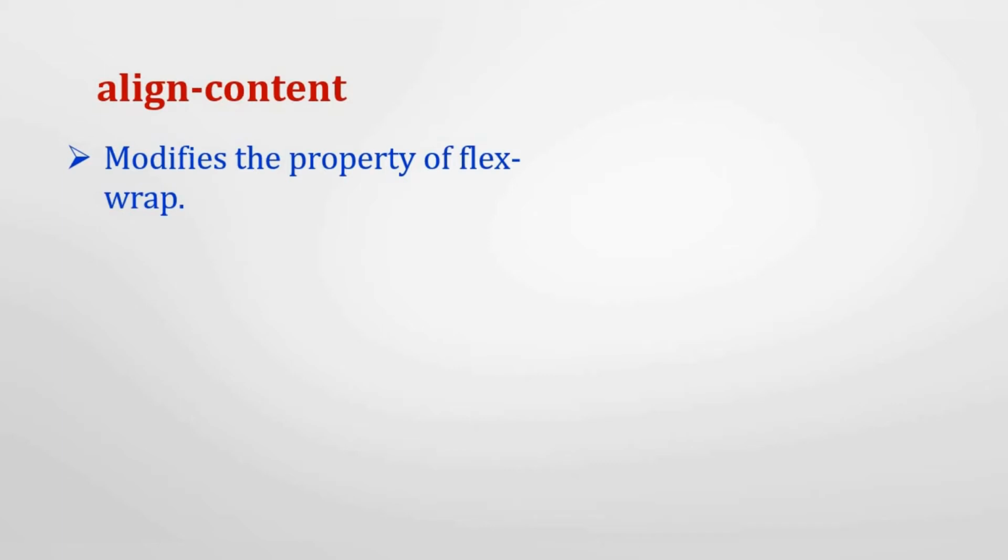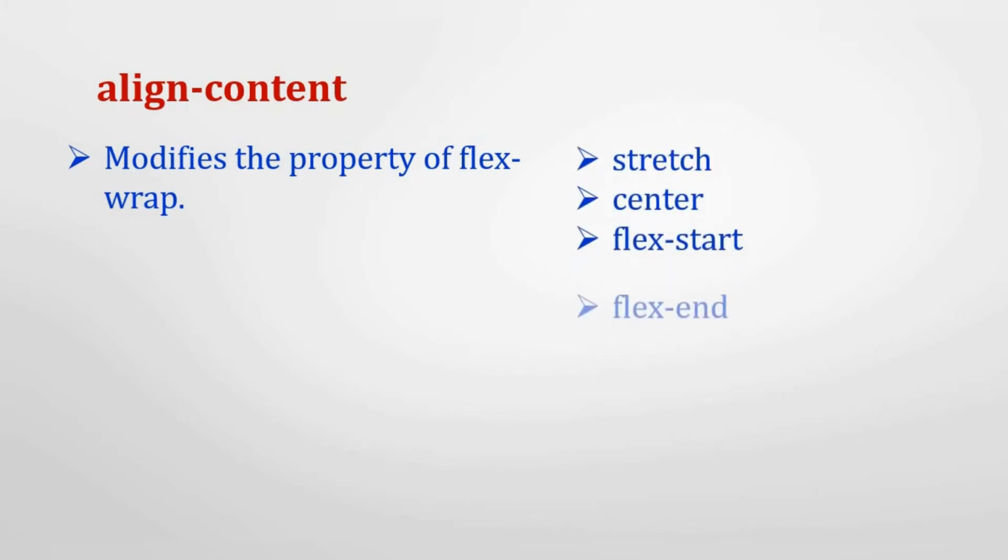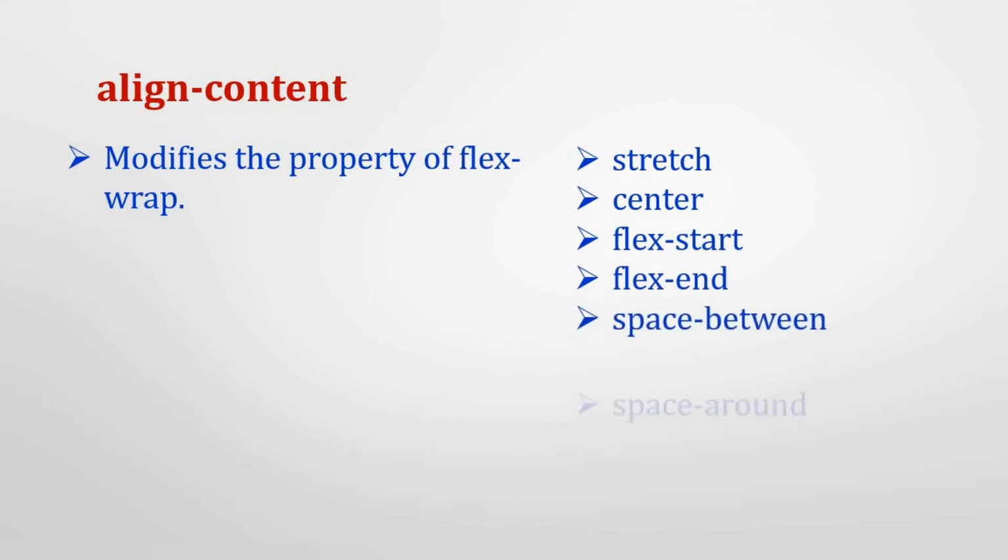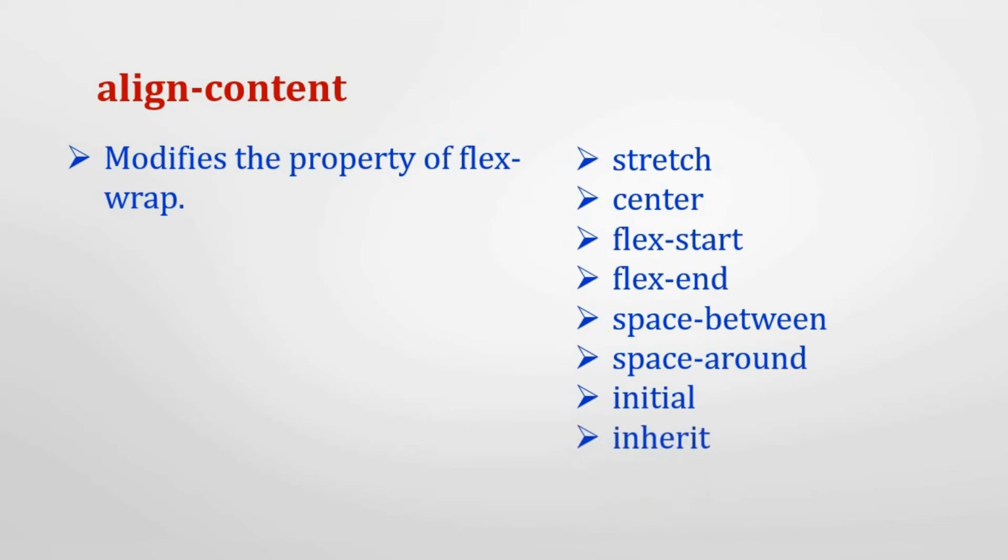If you are giving some values for your flex wrap and also you are providing a value with the align content property, your align content property will work in your web browser. So what are all the possible values of align content? It can be stretch, center, flex start, flex end, space between, space around, initial and inherit. These are all the values that you can give to the property align content.